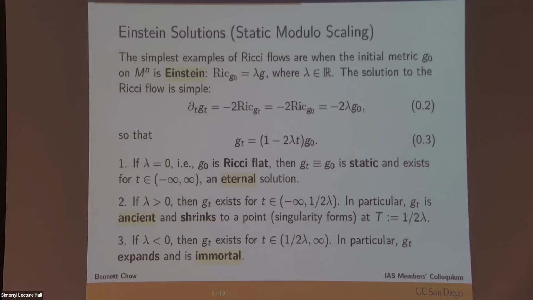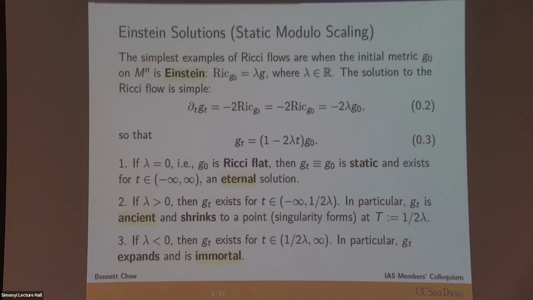On the other hand, if lambda is equal to 0, that means we have a Ricci-flat metric. Then this is actually a fixed point. We don't need to mod out by scaling. It's a static solution to the Ricci flow. It exists for all time. That's case 1. And we already mentioned case 2. The thing to note about that is that it's shrinking. So if you think of Ricci flow as a movie and you run it backwards, it exists for all negative time. That's called an ancient solution.